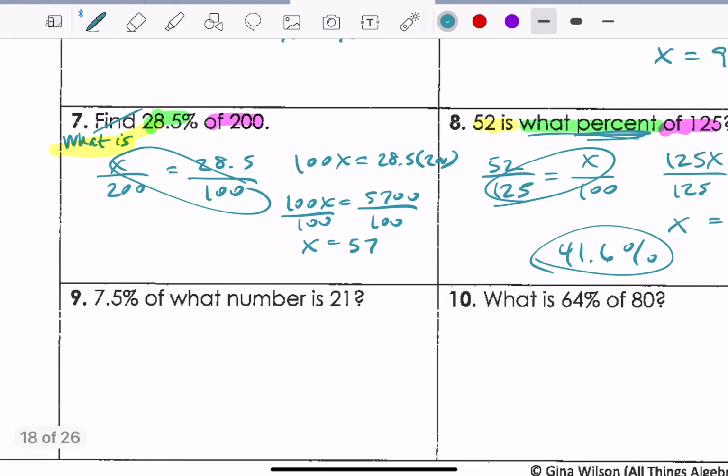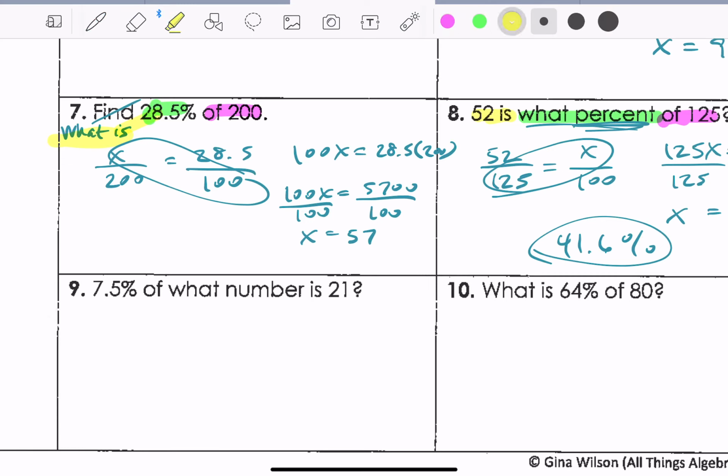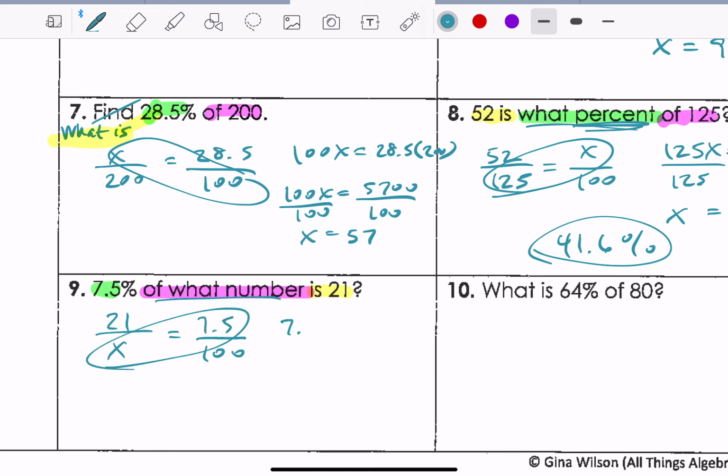Okay, number 9. So let's get our highlighter out. What's the is? 21. The of is the missing number, and they gave us the percent of 7.5. So when I set it up, is 21, of is x, because that's what I don't know, and I have my percent, 7.5 over 100. So I set up my cross product, 7.5x equals 2100. Divide both sides by 7.5, and I get x is equal to 280, and that's just a number, so I can leave it like that. 7.5% of 280 is 21.